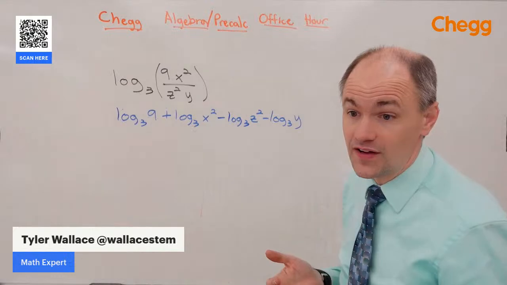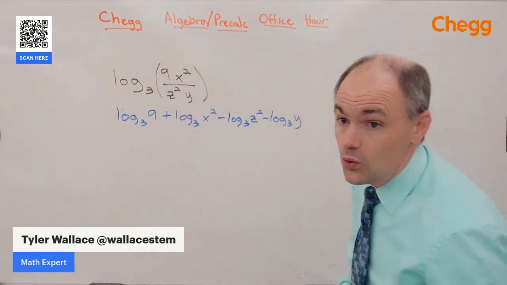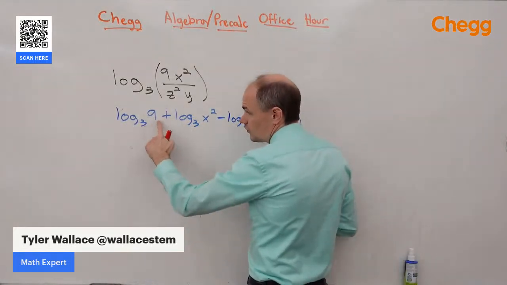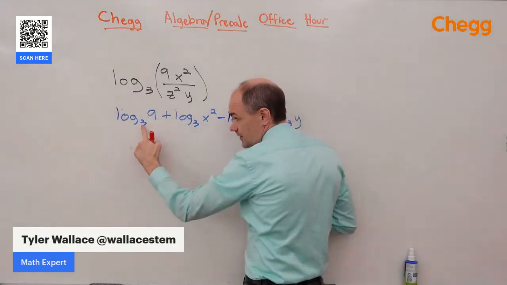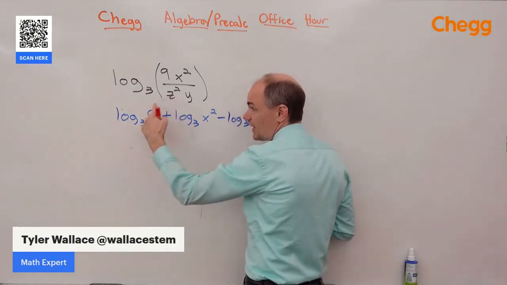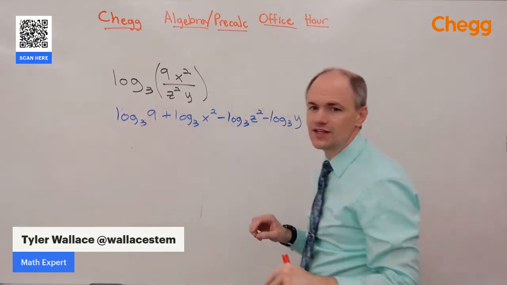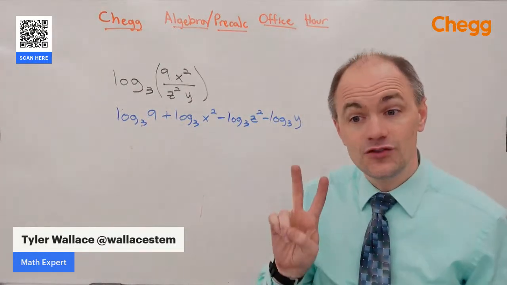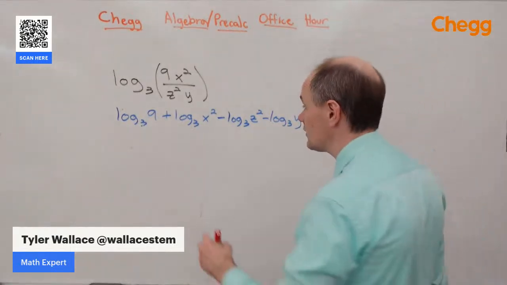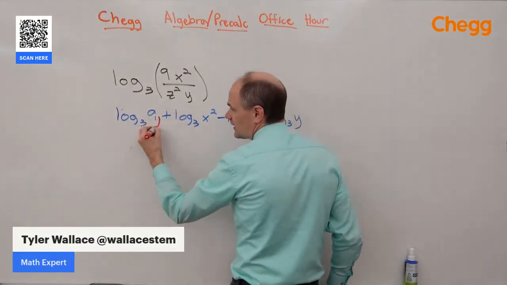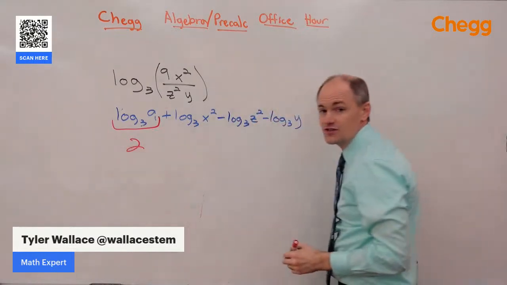What else can I simplify on here? Well, remember, logs are saying if the base is 3, 3 to some power is equal to 9. 3 to what power is equal to 9? If you said 2, you've got the right answer. 3 squared is equal to 9, so this piece is going to simplify down to just 2.